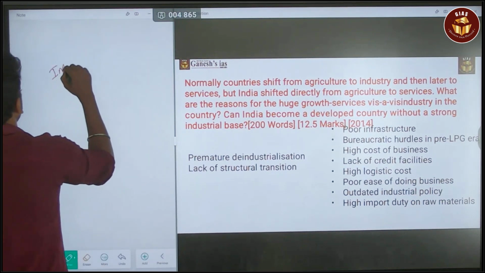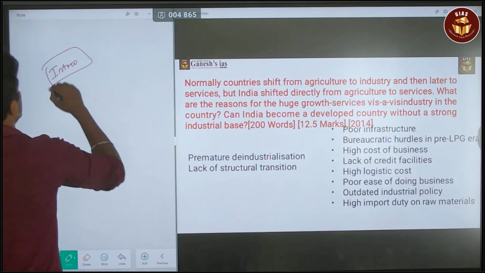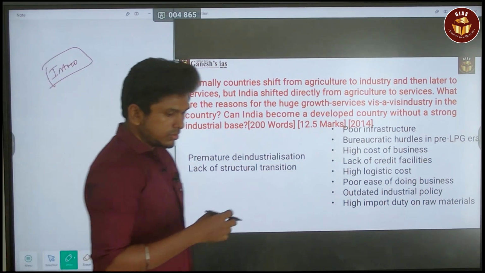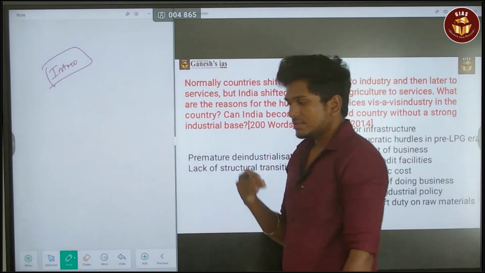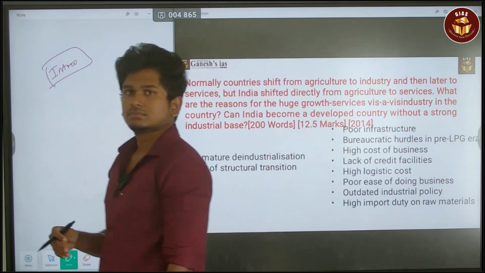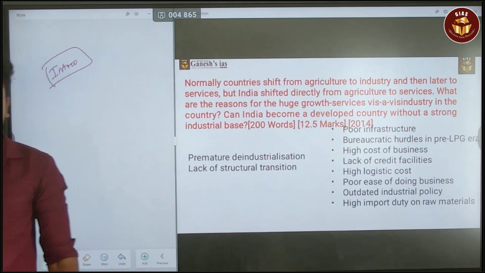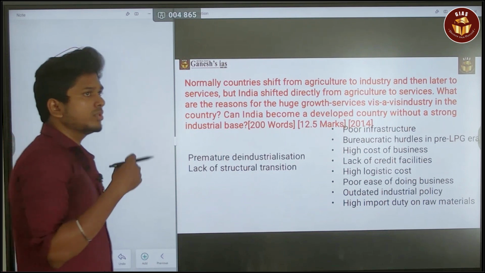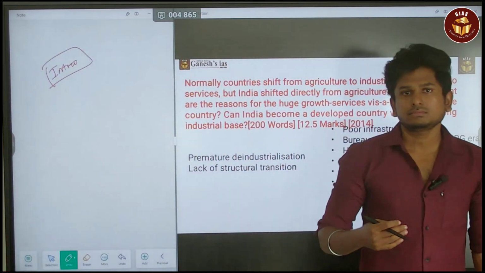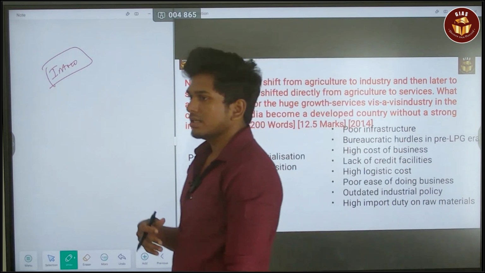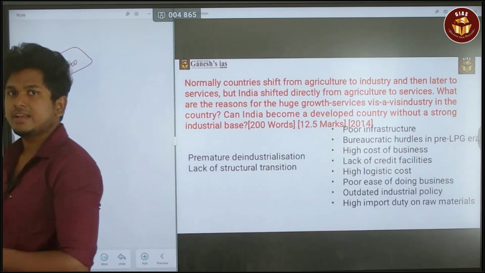First is the intro part. Here in the intro, you can quote that India lacks structural transition. These are certain keywords you need to use when it comes to the economy. These are the most important things. Or else you can quote that India is facing early deindustrialization.